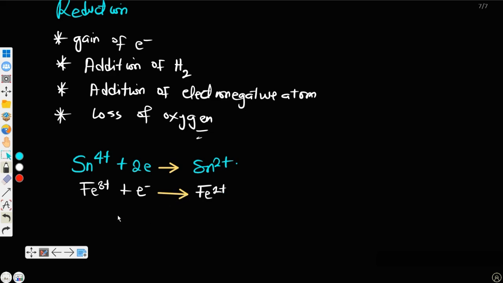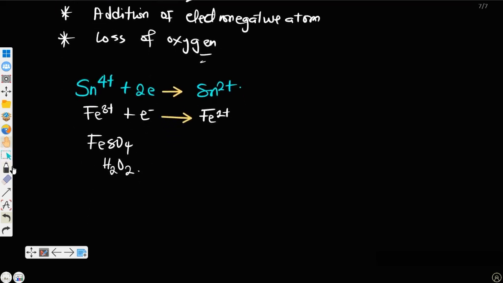Now, examples of reducing agent. You have ferrous sulfate. These are reducing agents. Then, peroxide also is oxidizing and also what? Reducing. Then, potassium iodide, which is KI, is highly reducing. Sodium nitrite, oxalic acid, and amalgamated zinc. Zinc with mercury is what we call amalgamated zinc. Is that okay?